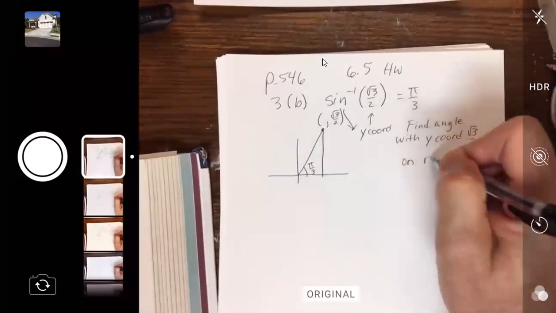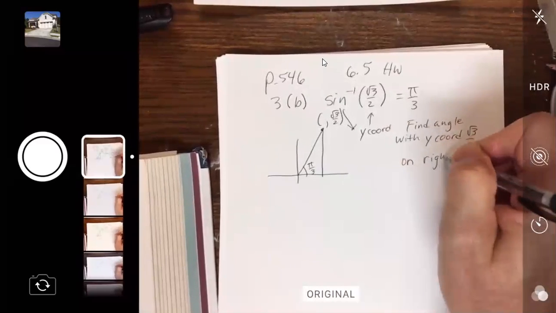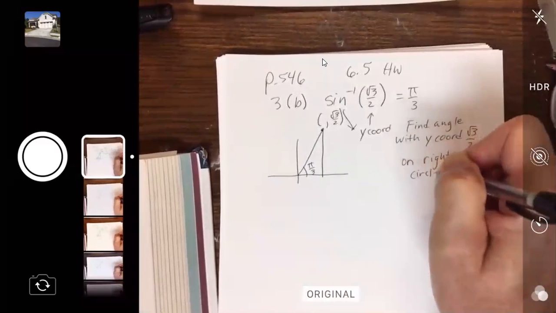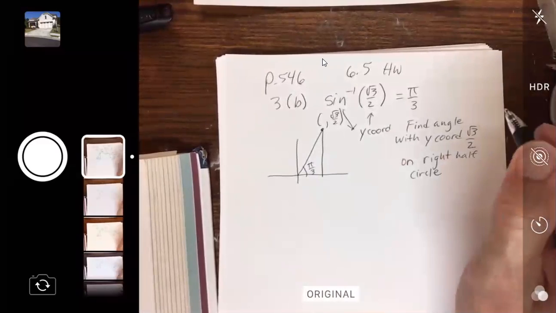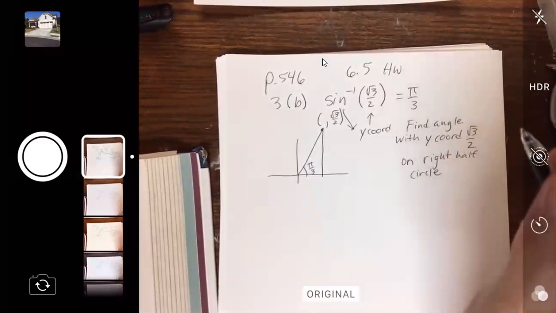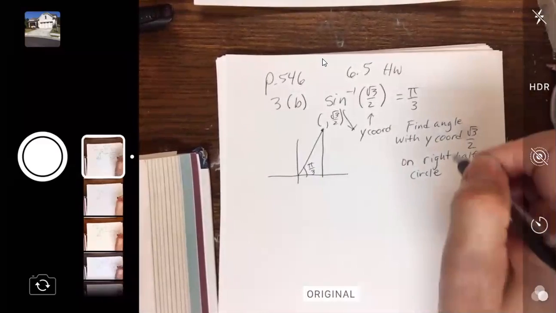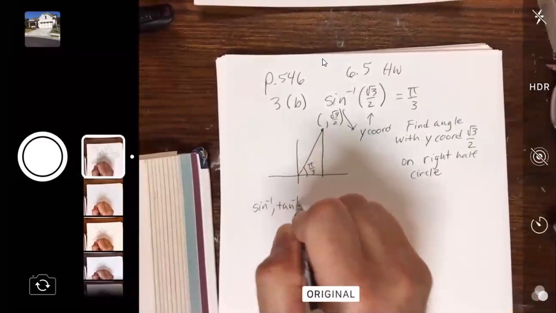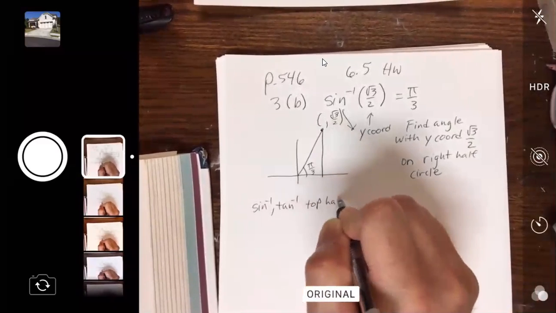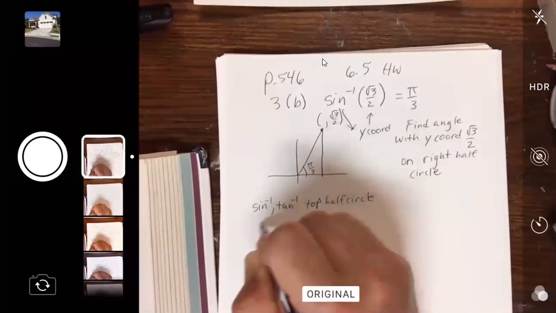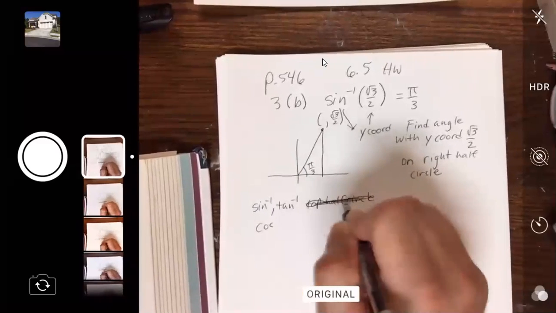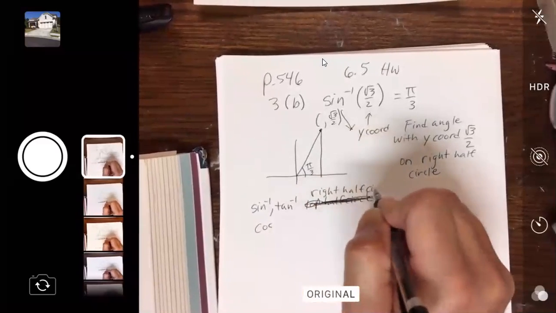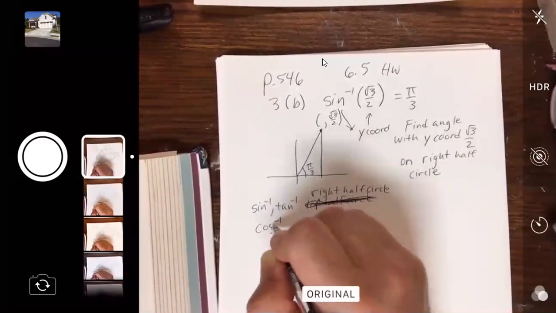You're really looking on the right half circle. Find the angle on the right half circle. Arcsine and arctangent go on the right half circle, and arccosine goes on the top half circle.